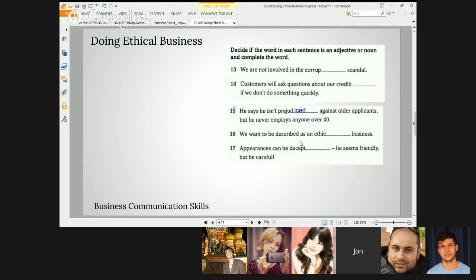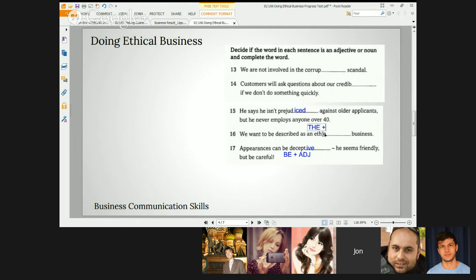Appearance can be deceptive. Exactly. Deceptive. So again, because you have the verb to be, here's our formula: be plus adjective. That will be right 9 times out of 10. Over here, you've got ethic and ethical business.